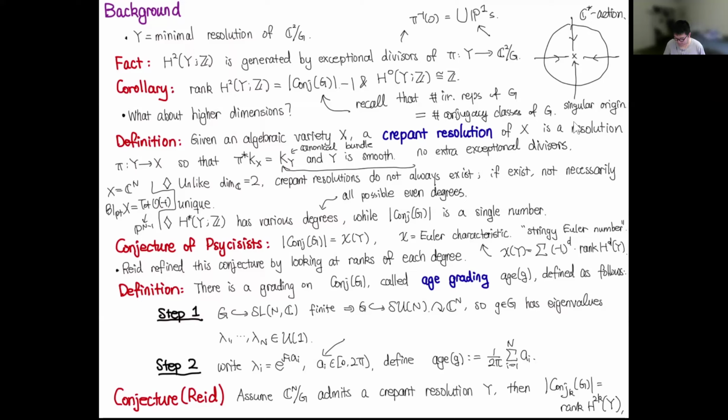And because G embeds into SU(n), the determinant of any element is always 1, so the sum of these λ_i should be an integer multiple of 2 pi. So you see that the H grading of G is actually an integer.